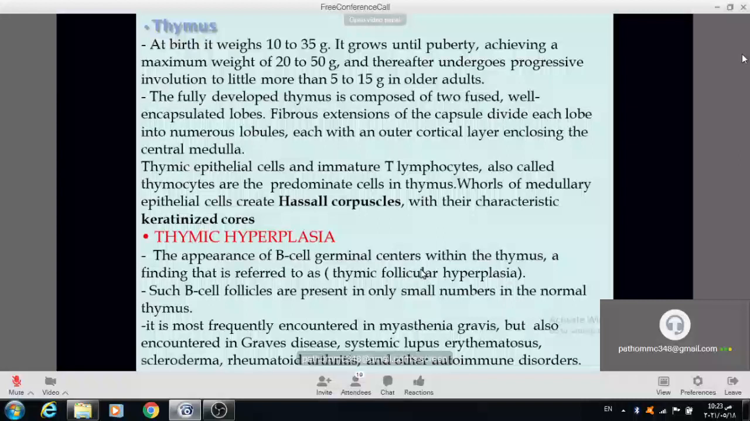يعني داخل الثايموس احنا فقط عندي T lymphocytes. من تظهر عندي germinal centers of B cell type هي thymic follicular hyperplasia. This condition is abnormal. It is called thymic hyperplasia or نسميها thymic follicular hyperplasia. It is the appearance of B lymphocyte germinal centers within the thymus. This B follicles are present only in small number in normal thymus. يعني بالنورمال thymus عادة ما عندنا هاي follicles أو تكون جدا قليلة، لكن من تكون كمية الفوليكلز هاي كبيرة نسميها thymic follicular hyperplasia.